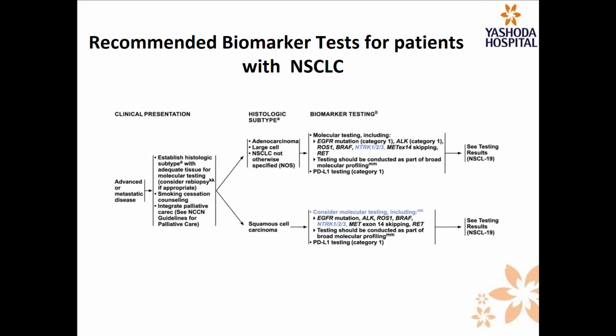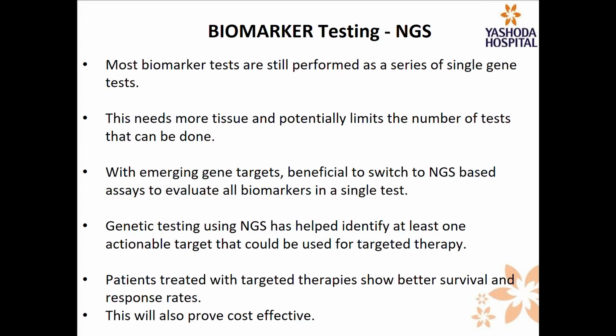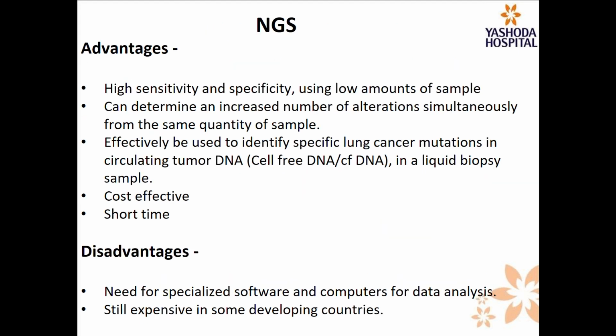So these are some of the NCCN guidelines. In all non-small cell lung carcinomas now, we are doing EGFR mutation, ALK, ROS, BRAF, NTRK, MET, RET. Testing should be conducted as a part of a broad molecular panel. So emerging targets have put us in a very important position as pathologists, and it's extremely beneficial for us to switch to NGS-based assays to evaluate all these biomarkers rather than doing a single gene, because NGS has very high sensitivity and specificity. Low volumes of samples can be used for this testing.